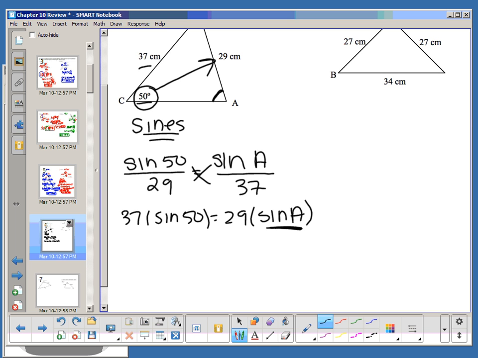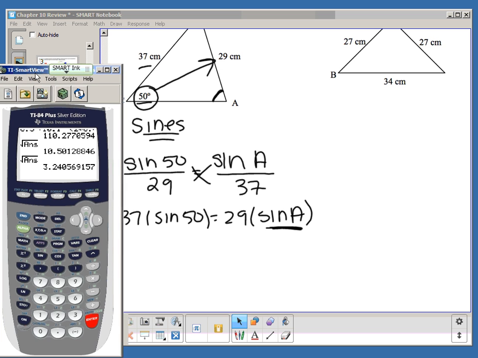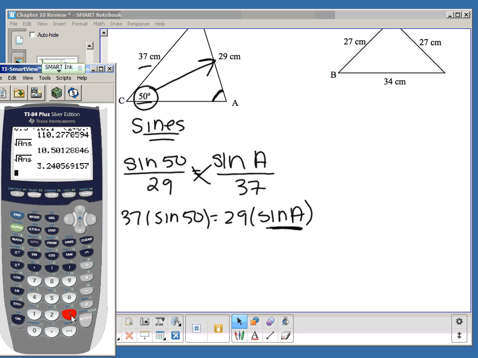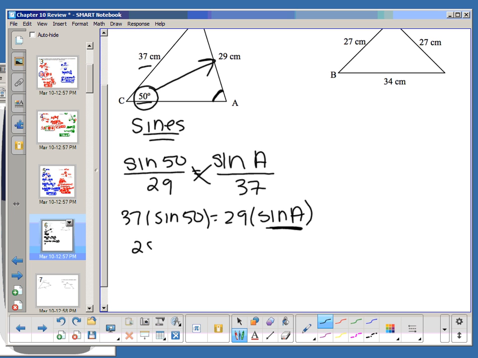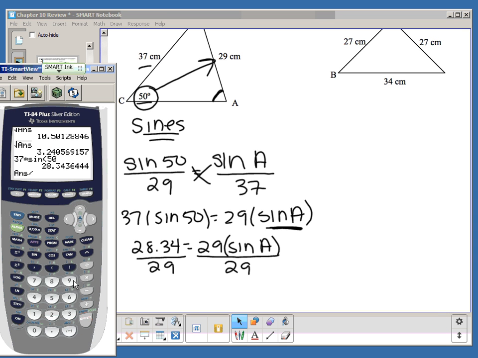Now my ultimate goal is to get this alone because when I'm solving for an angle at the end, I know I need to inverse. So this side is just a number. 37 times the sine of 50. Okay, I get 28.34. Now to get the sine of A alone, I need to divide by 29. So I'm going to go back to my calculator and just hit divide 29. I get like .977.